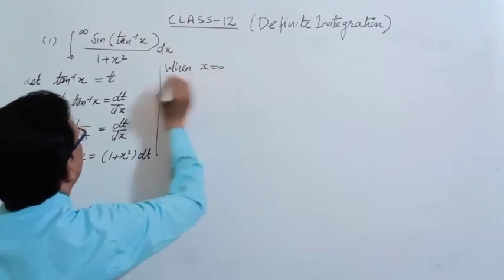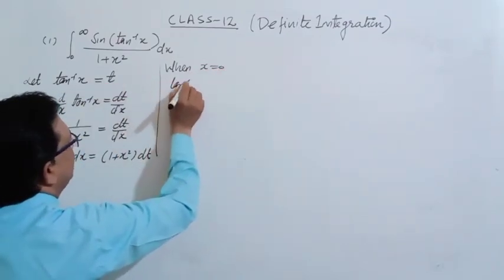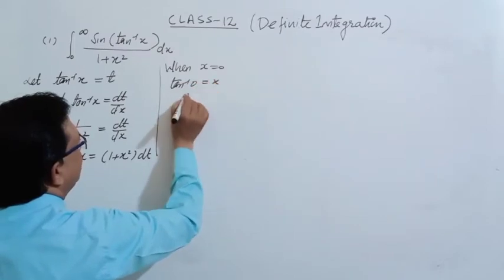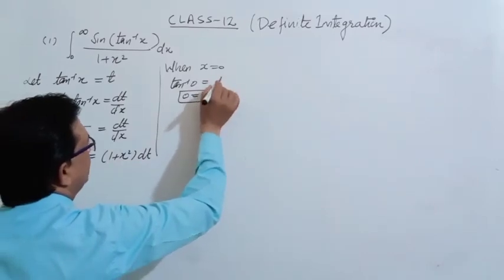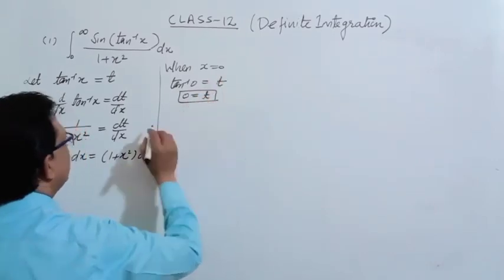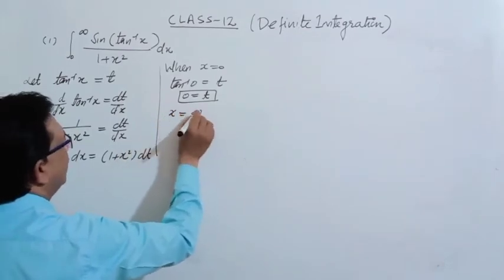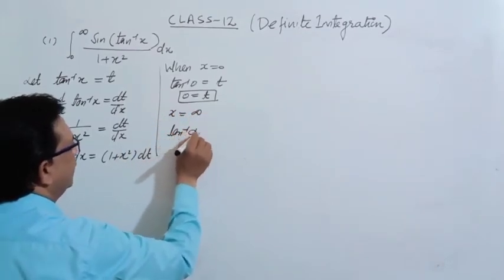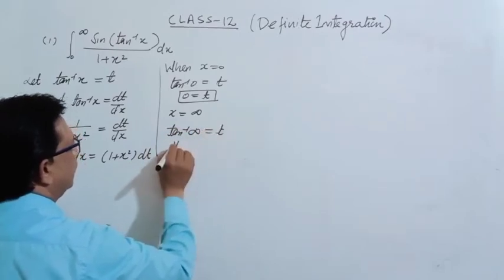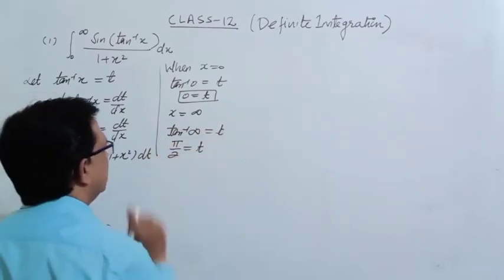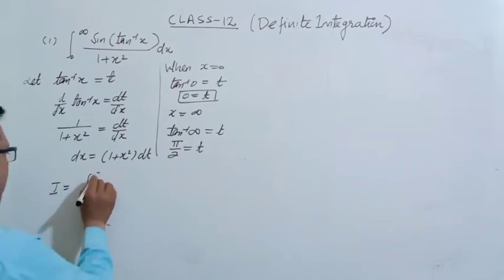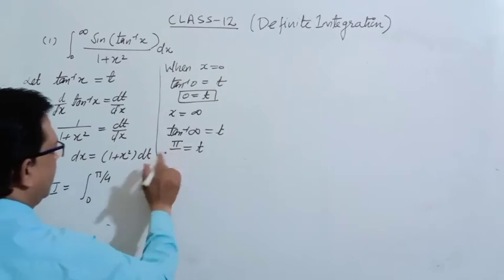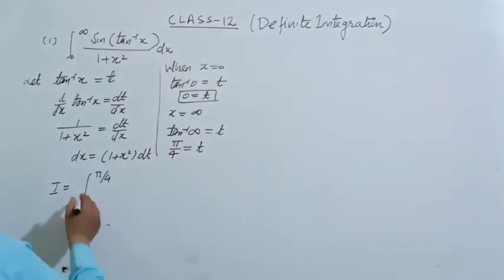When x is equal to 0, we put tan inverse 0 is equal to t. It means 0 is equal to t. Sorry, here t is present. Now when x is equal to infinity, we know that tan inverse infinity is pi by 2. So this is pi by 2 is equal to t. So all the values change in terms of t. Now we write here the limit 0 to pi by 2, okay, 0 to pi by 2.